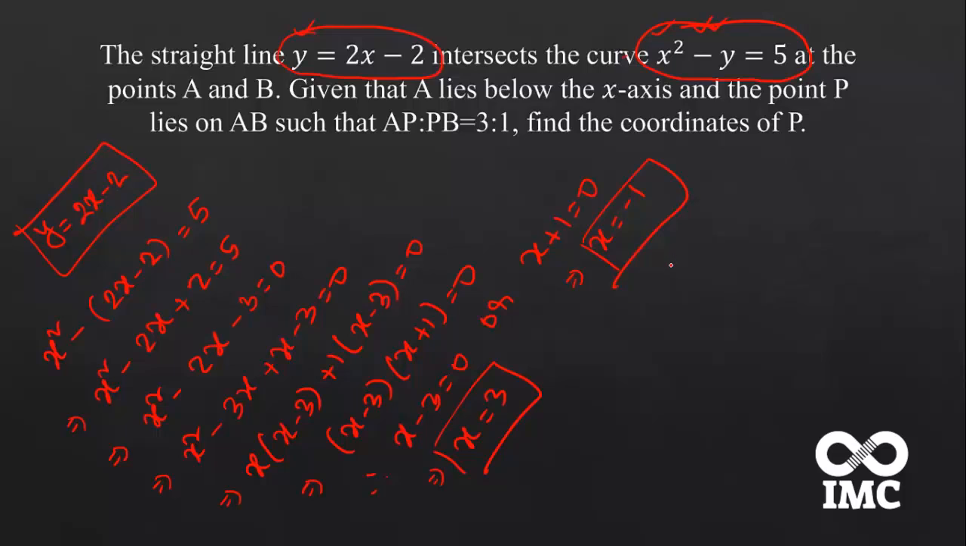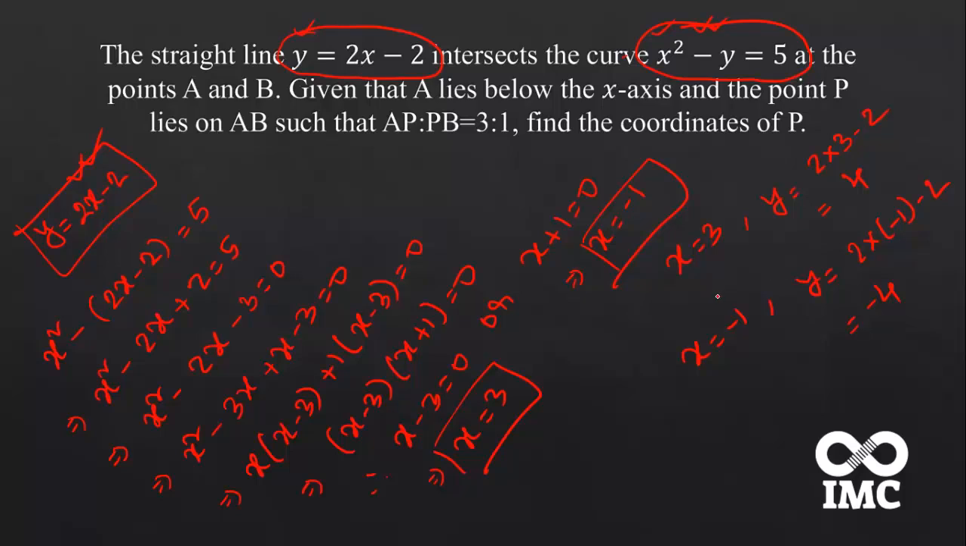So here we get two values, x equals 3 and x equals -1. If x equals 3, then we can find the value of y from this equation. So y will be 2 multiplied by 3 minus 2, so 6 minus 2 is 4. If x equals -1, then y will be 2 multiplied by -1 minus 2, so minus 2 minus 2 is minus 4. So here we get two solutions, and these are actually point A and point B.